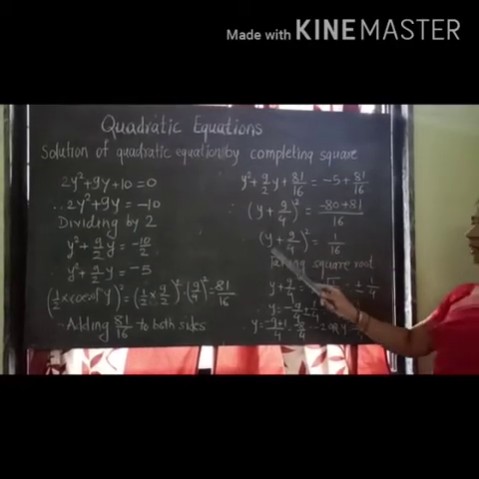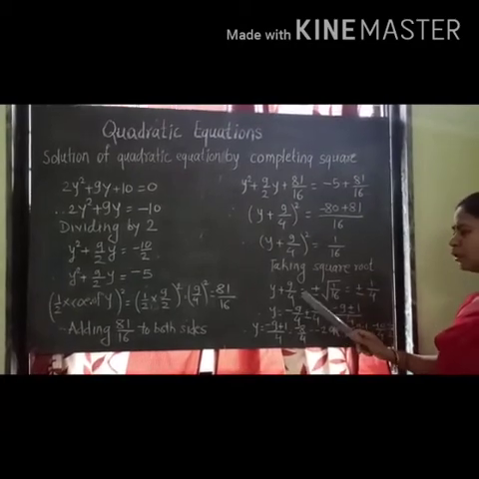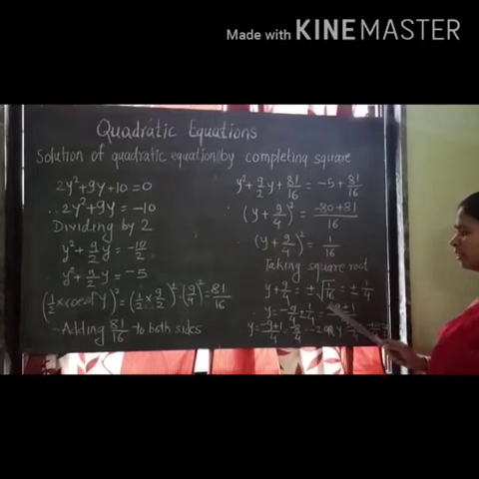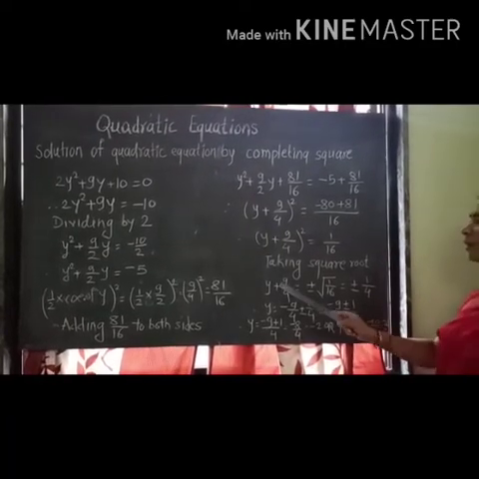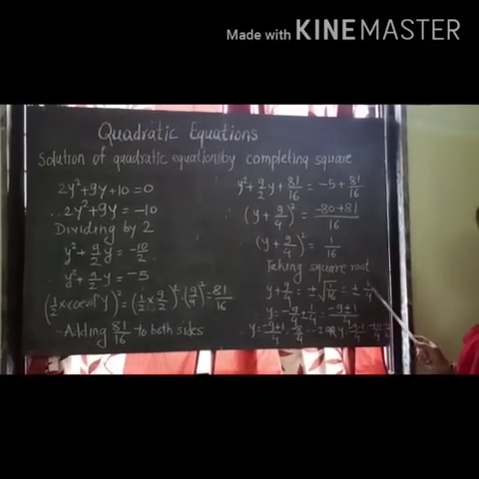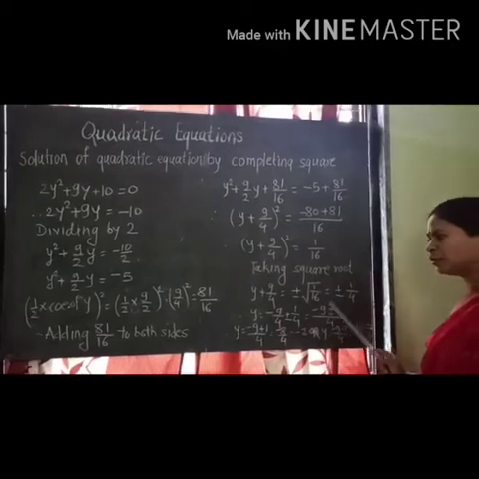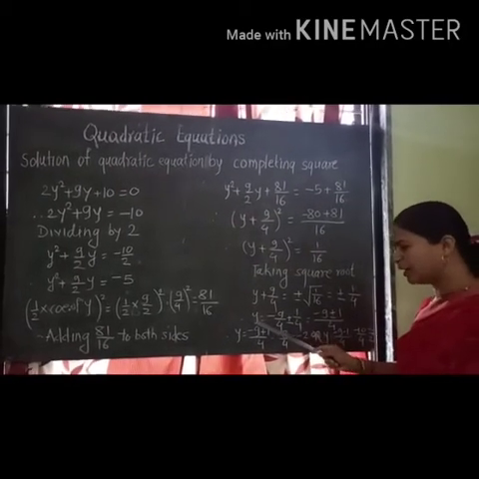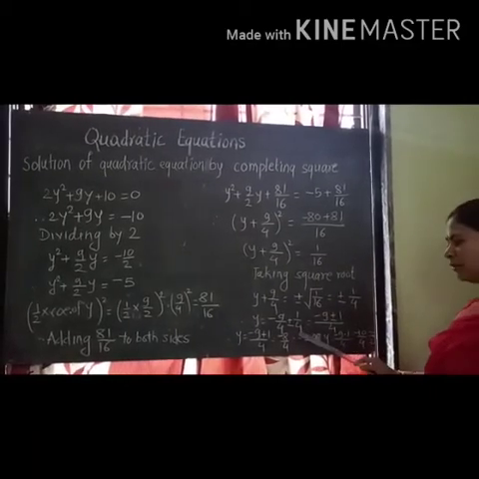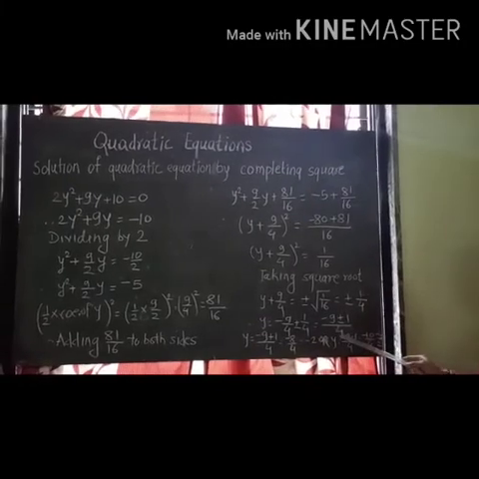Taking square roots, we have y plus 9 by 4 is equal to plus or minus square root of 1 upon 16. The square root of 16 is 4. Hence, y plus 9 by 4 is equal to plus or minus 1 by 4. And hence, transferring 9 by 4 to the right hand side, y is equal to minus 9 by 4 plus or minus 1 by 4, that is minus 9 plus or minus 1 divided by 4.